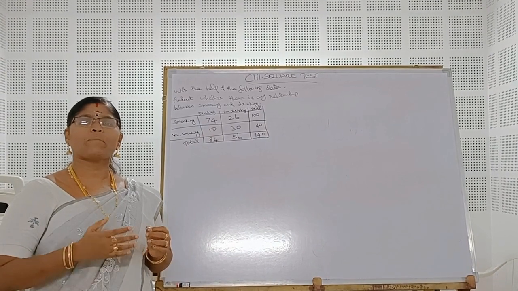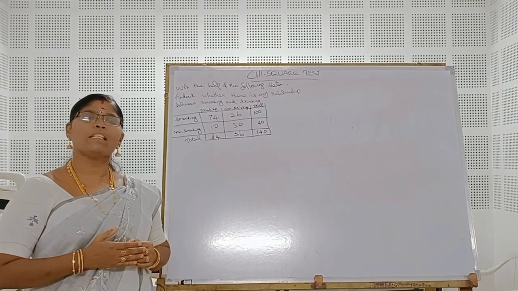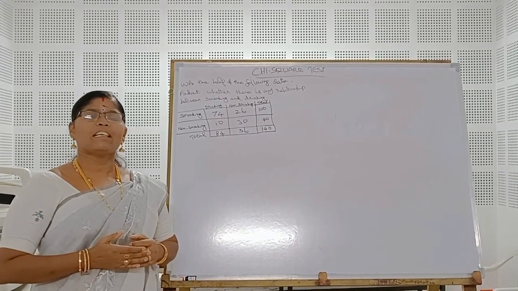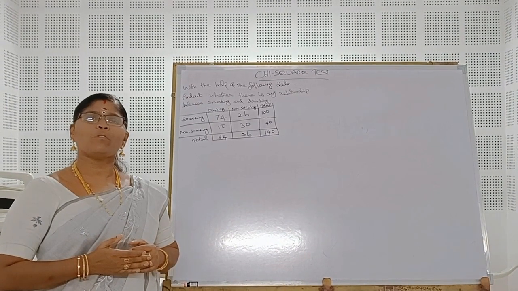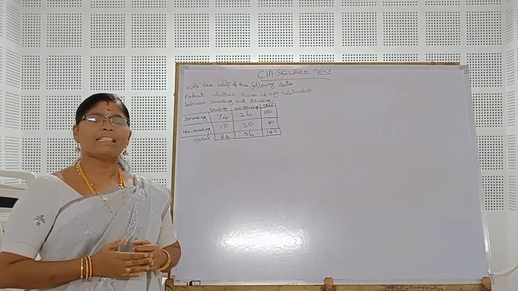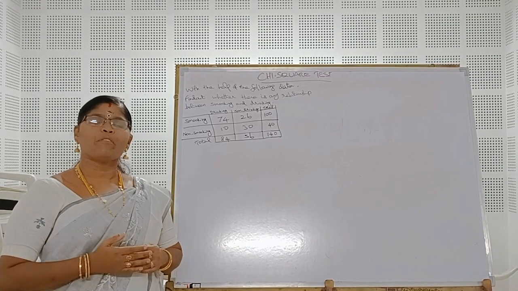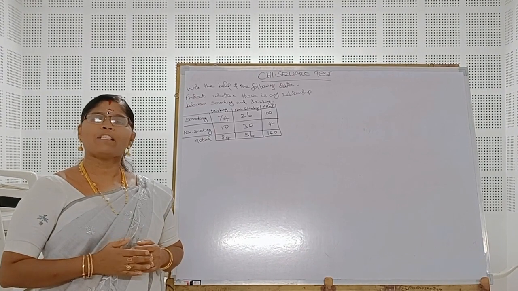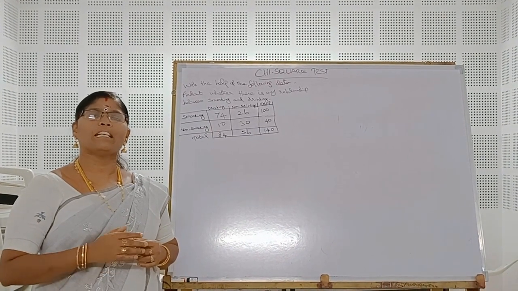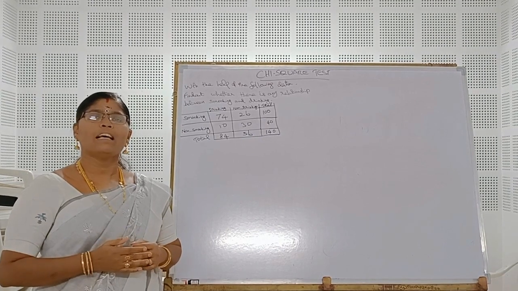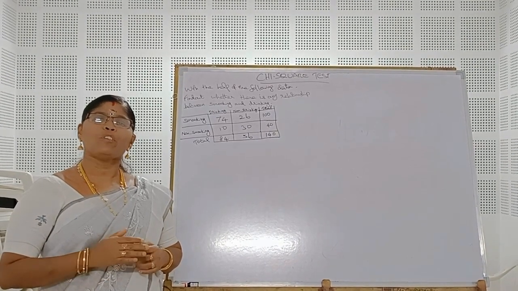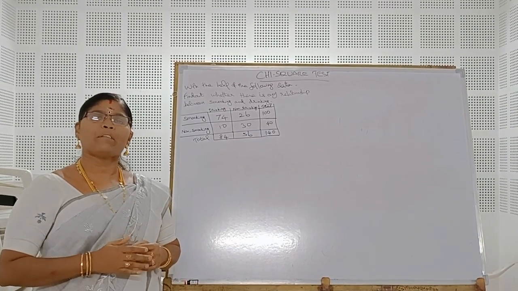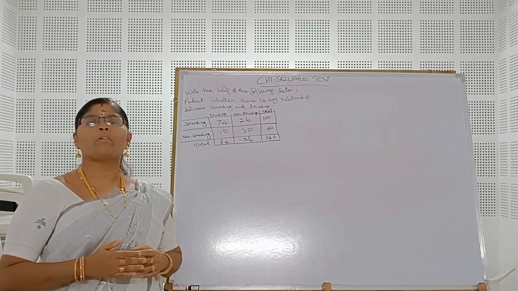And second one is expected frequency to be calculated by using the formula column total into row total divided by n. And third one is chi-square value should be calculated by using one more formula, sigma O minus E the whole square divided by E. And fourth one is degree of freedom should be calculated. Again, C minus 1 into R minus 1. C is nothing but number of columns and R is number of rows. And finally, chi-square table value should be calculated on the basis of the degree of freedom with a 5% level of significance. And finally, conclusion should be drawn.